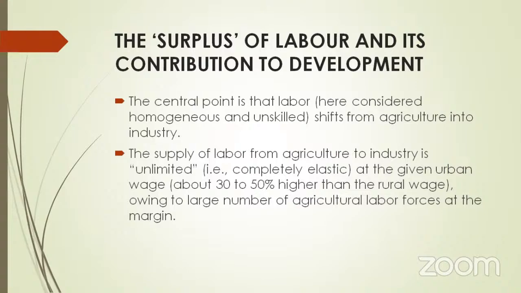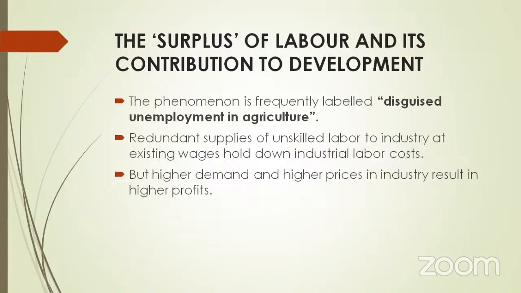And because they are already taking lower wages in agriculture, if they move into industry, industrial output will rise, but the wages will remain constant. This phenomenon is frequently labeled disguised unemployment in agriculture. Supply of unskilled labor to industry at existing wages will hold down labor costs. Higher demand and higher prices in industry result in higher profit. So if you notice, it still talks a lot about classical economics, supply and demand, and making profit, the capitalism model.